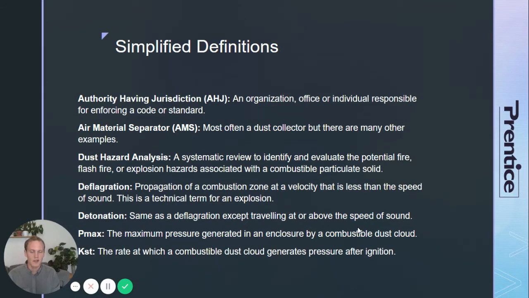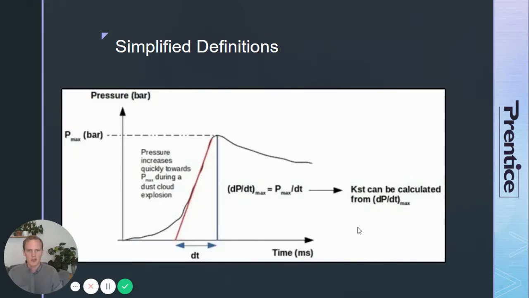Pmax is the maximum pressure generated by a combustible dust cloud in an enclosure. So if you left it uncontrolled, how high would the pressure get? And then KST is the rate at which pressure builds after a dust cloud is ignited. Here's a little graph that shows that. These events are very quick, usually just a few milliseconds. The slope of that curve is analogous to KST. KST actually depends on volume as well, but it's the rate at which pressure goes up, and then at some point you hit a maximum pressure.